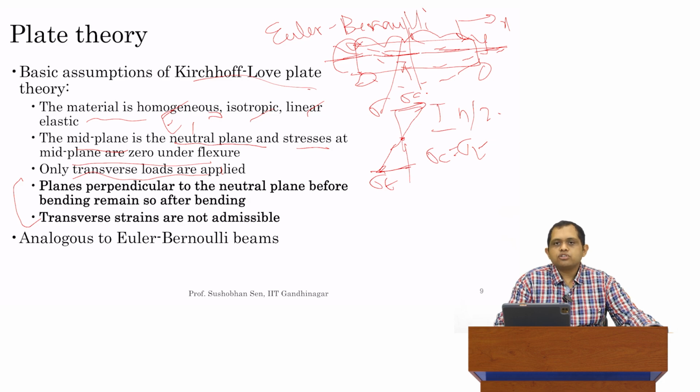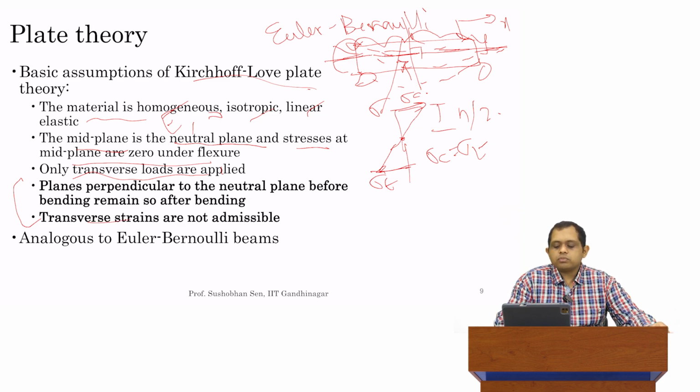Planes perpendicular to the neutral plane, in the case of plates, before bending remain perpendicular after bending. So this 90-degree angle here is going to stay a 90-degree angle after bending. It's a very, very key assumption, which will then give us a certain set of simplifications which we'll make in our analysis, which we'll see in the next slide.